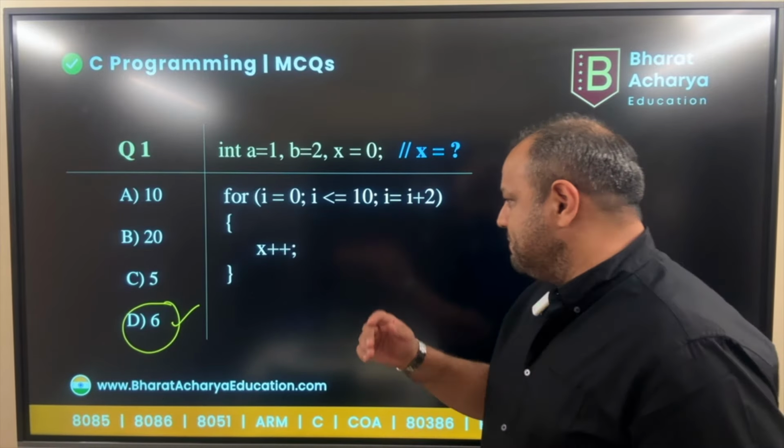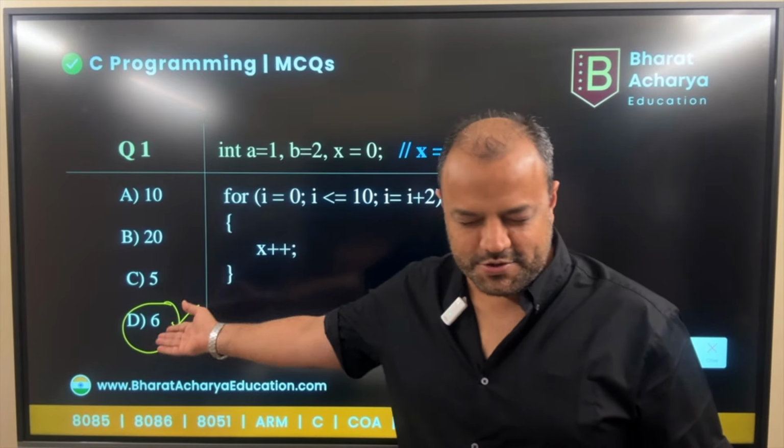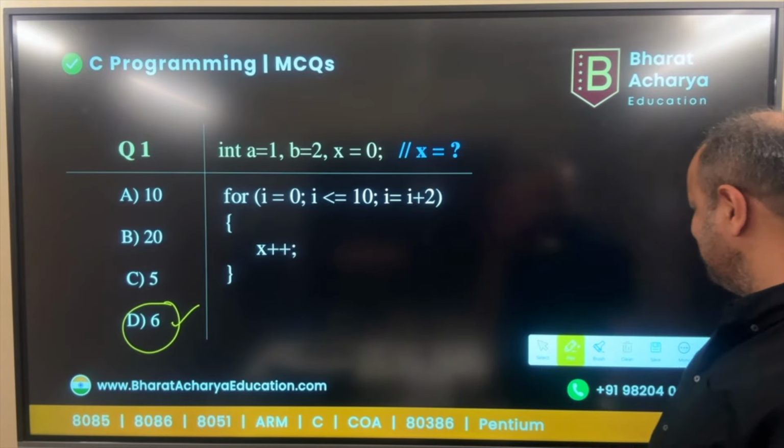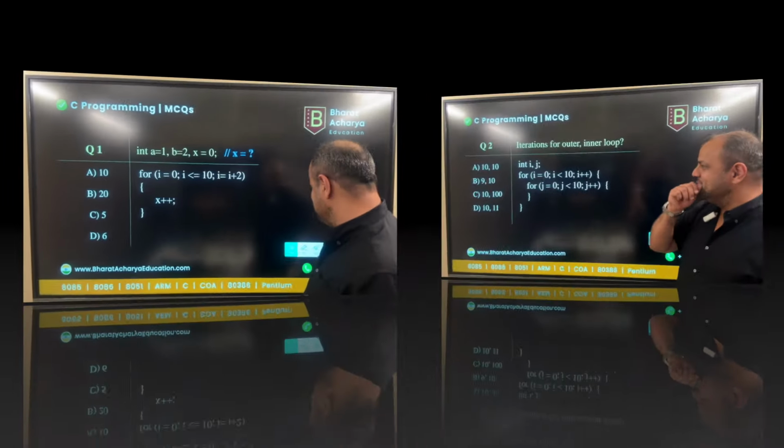So anyway, coming back, the correct answer over here is C. I took this 6, that is option D, as an opportunity to just make you understand all the various types of for loops. Now that this is done, can we move to the next question, please?